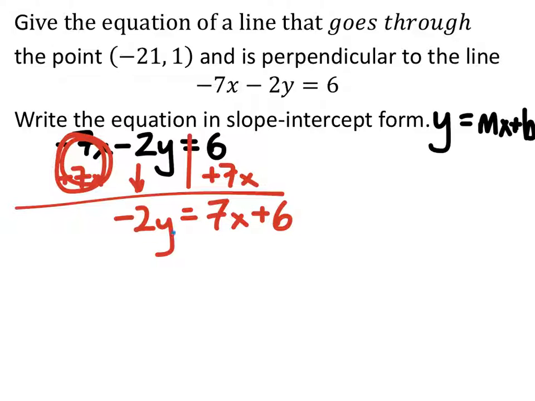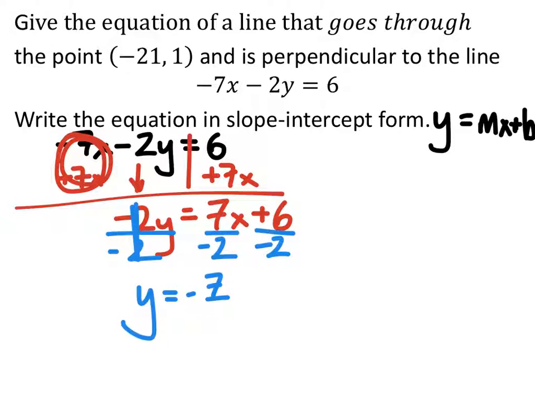The last thing I'm going to need to do is divide all the terms by -2, and the reason why that is going to happen is because I need this to be 1y, or just y equals, and that would be -7/2 x, and then 6 divided by -2 is -3.